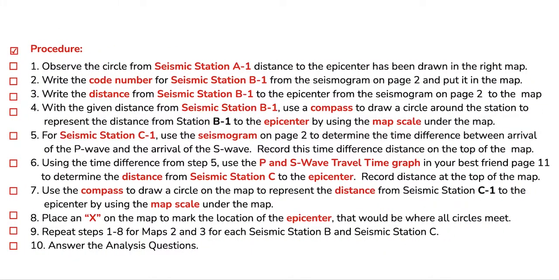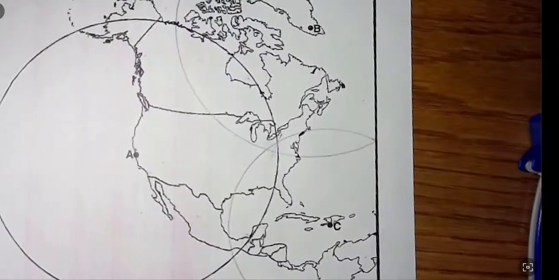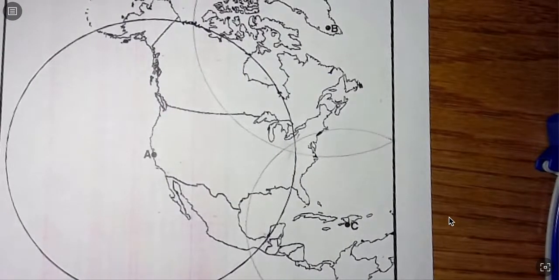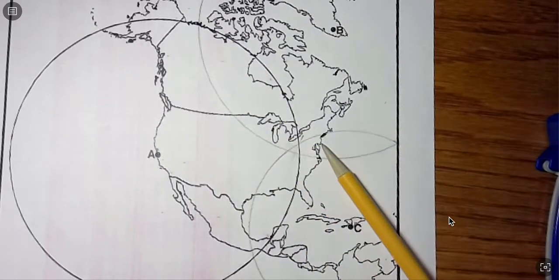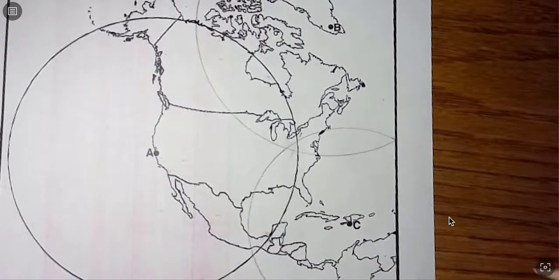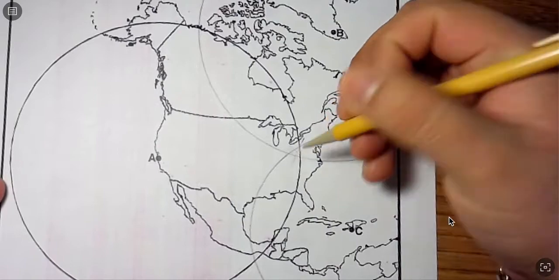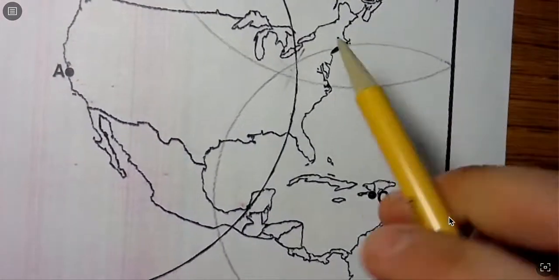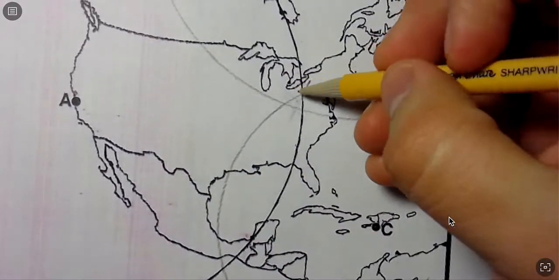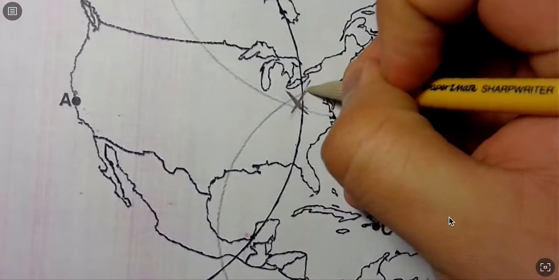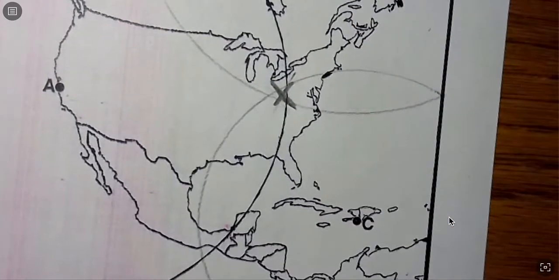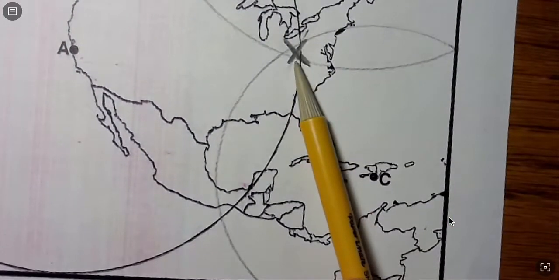Let's look at the next step. We are in step 8. It says place an X on the map to show the location of the epicenter. That would be where all of the circles meet. So by looking at the map, we can see that the circles are meeting at one specific place. Yes, at different points they are touching each other, but where all of the circles meet happens to be this location right here, which means that in this specific location right here, that is where the epicenter happened. So we are going to put an X, meaning that the epicenter happened right here.